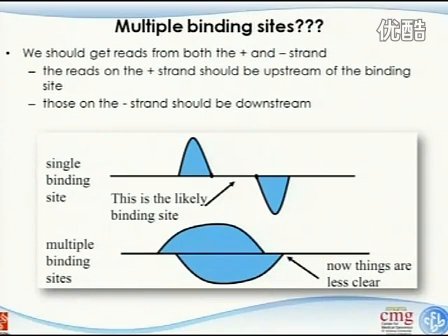And this comes to the genetics question, right? Why we should get rid of reads for both the positive and negative strand. The reads on the positive strand should be upstream of the binding sites, and those on the negative strand should be downstream of binding sites. So for a single binding site, you want to see the positive peak like this and the negative like this, and the binding site is somewhere here. But sometimes you'll also see this type of scenario, which suggests that there are multiple binding sites in there. And those are the things I don't have a solution for.